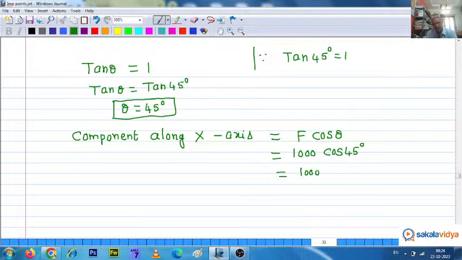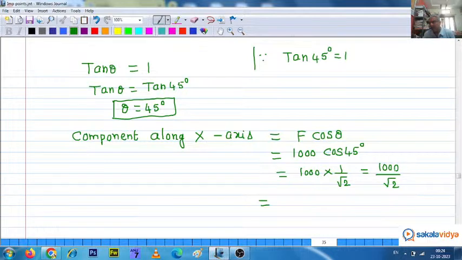So 1000 multiplied by cos 45 degrees value. What is the value of cos 45? Yes, you are correct, 1 by root 2. That is 1000 divided by root 2. So you can rationalize it. So this you need to learn more in basics. Actually physics is nothing but the application of mathematics itself. So numerator by denominator, the denominator is root 2, that is irrational. So now rationalize.